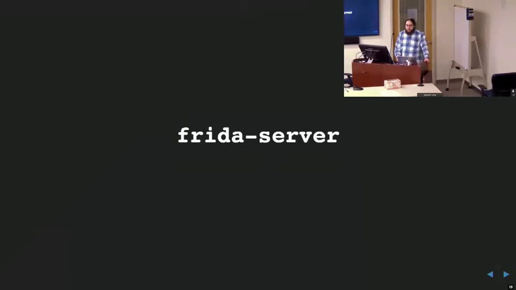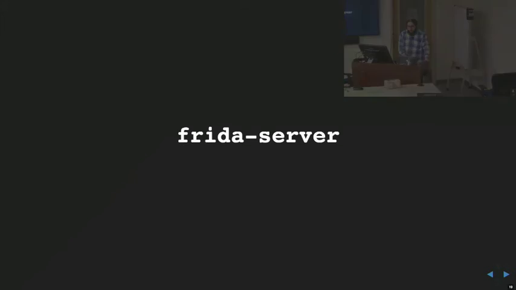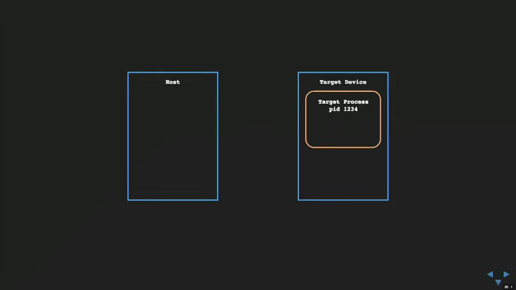Frida includes a component called Frida Server, which runs on the target device and listens for connections from Frida-based tools running on the user's host. It implements the functionality required to attach to a target process and inject and run the Frida agent library inside that process. I think a diagram will help to clarify the roles of the different components and their interactions. So here we have a host machine and a target device. The target device also has a target process running on that device. Note that the host and the target might be the same machine.